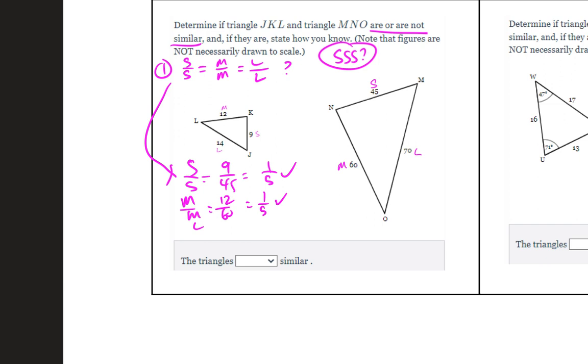All right, now let's check large over large. Okay, if I did large over large, the largest one is 14 over 70, right? 14 over 70. Okay, what do you think? Is that the same? We put that in our calculator, that's going to give us 1/5. Okay, so the triangles are similar because SSS, they are all proportional. And they have to all be proportional for it to be side, side, side.